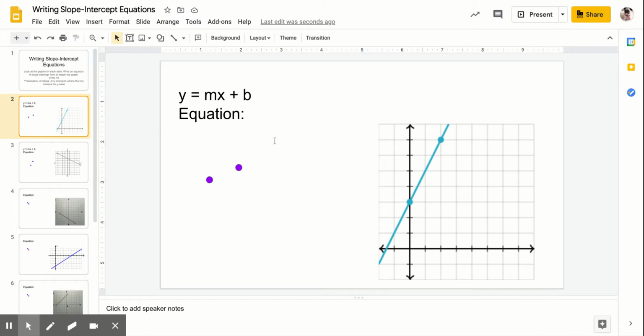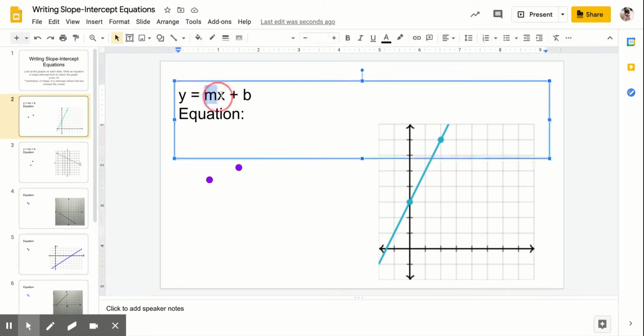So what you're going to be doing on this assignment is you're going to look at this graphed line, and you're going to try to write an equation for it in y equals mx plus b form, or slope-intercept form. Just a friendly reminder that this m stands for your slope, and this b stands for your y-intercept.